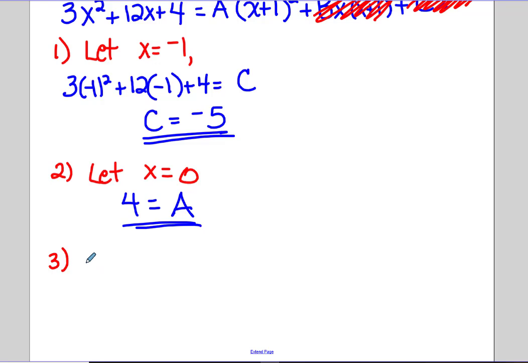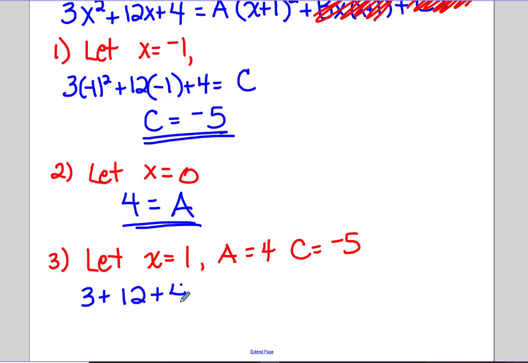And then the third thing we can do is we already know A is 4 and C is negative 5. So if we substitute and let x be 1, when we know A is 4 and C is negative 5, then we have 3 times 1 squared plus 12 times 1 plus 4 is equal to A times (1 plus 1) squared, and C is, let's see, 2 times, I gotta uncover this, I can't see it.